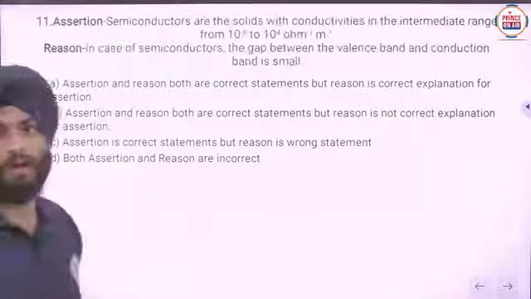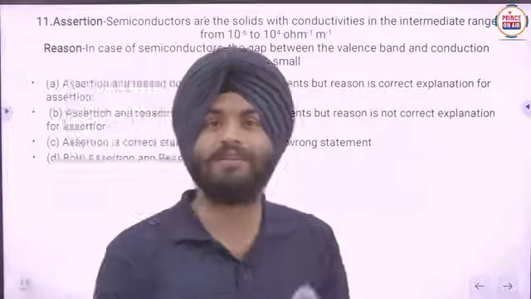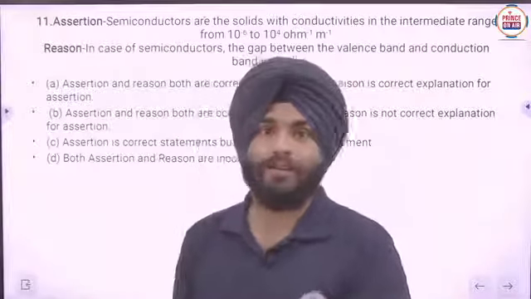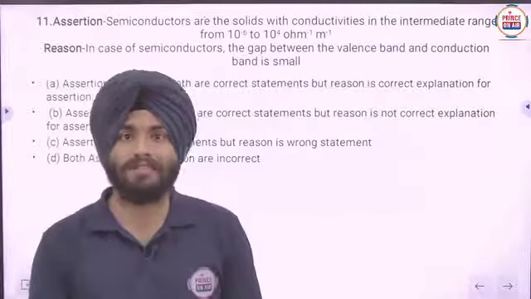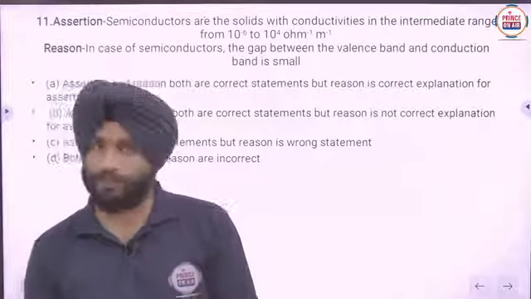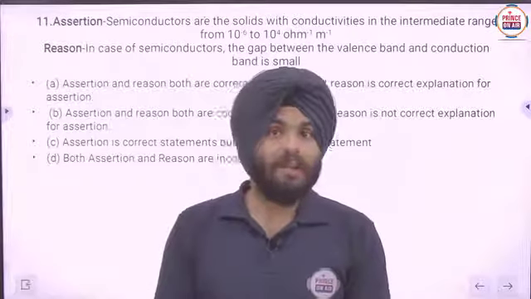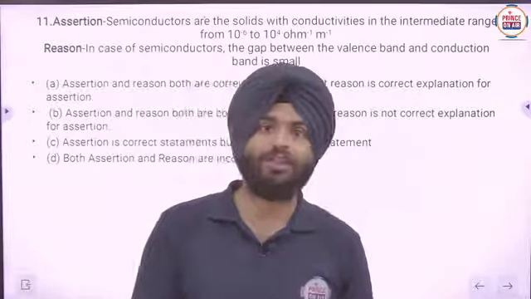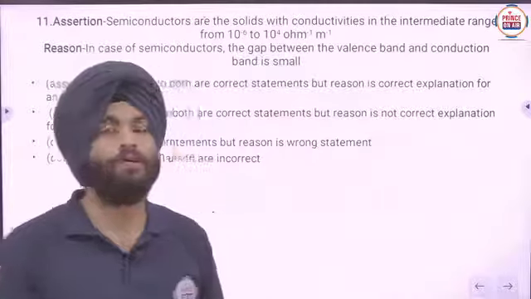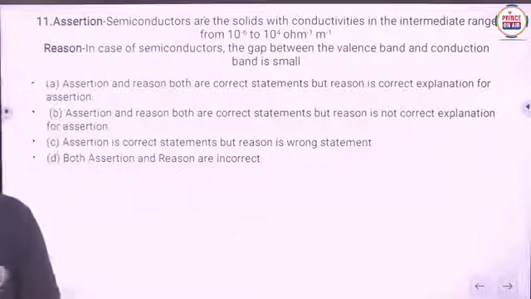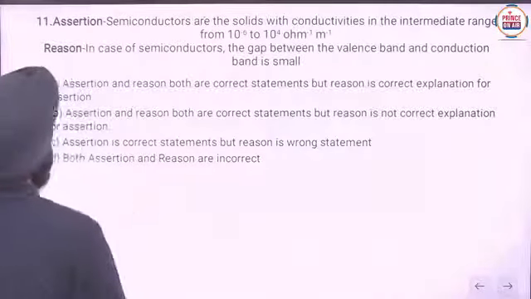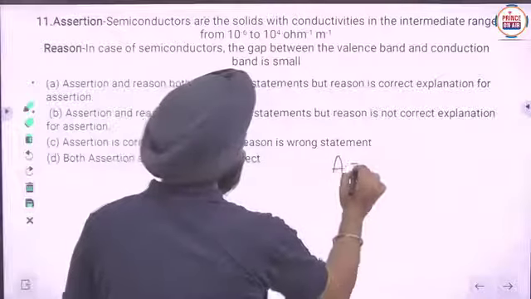Next, assertion: semiconductors are solids with conductivities in the intermediate range from 10 raised to the power minus 6 to 10 raised to the power 4 per ohm per meter. Reason: in case of semiconductors, the gap between the valence band and conduction band is small. Now try to do that question. Okay, then check it out. Assertion, reason.